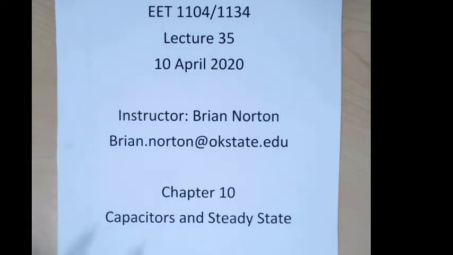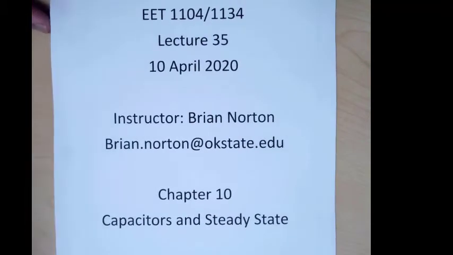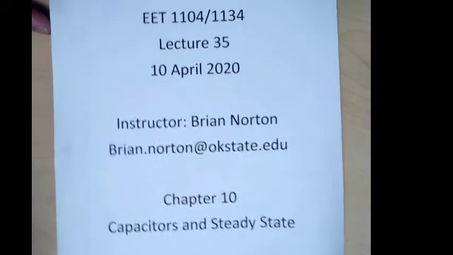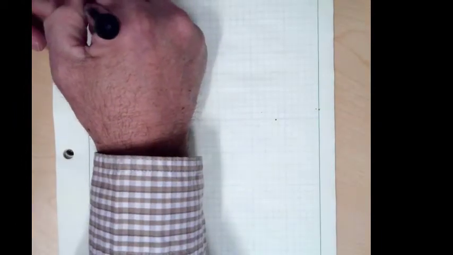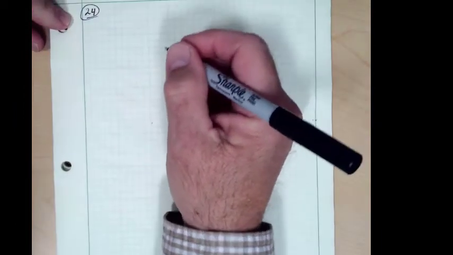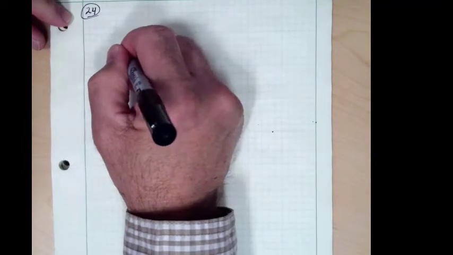And today I would like for us to look at a specific problem out of the text. It is problem 24 out of chapter 10 with a theme of what we might call a steady state analysis of a capacitive circuit. So let's start with the circuit here. Again, this is problem 24. It is a simple, what we call an RC series circuit.